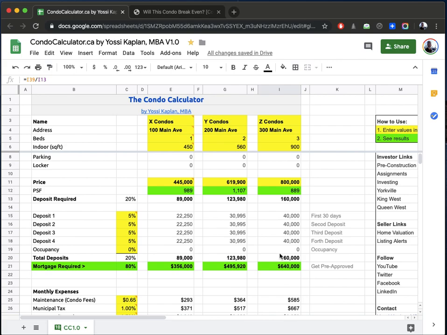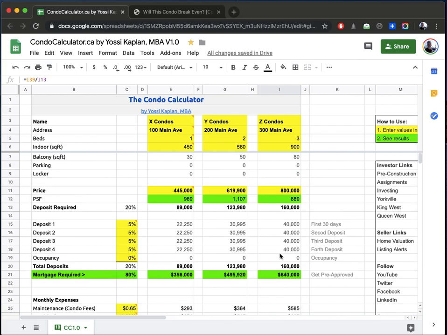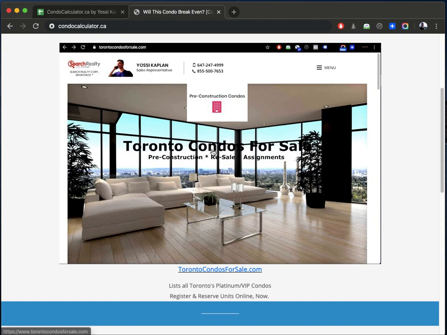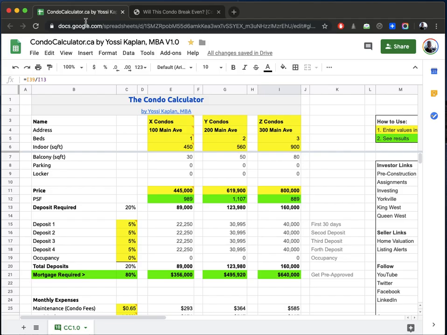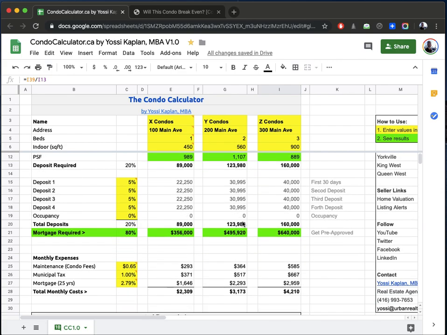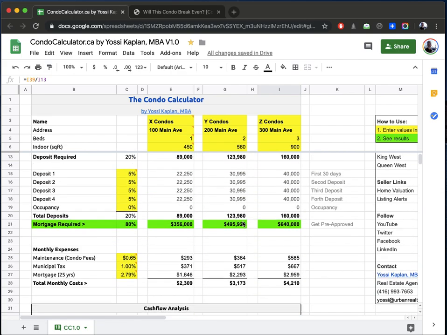Now you can play with this condo calculator and see what you can get here. Basically, put various units in, go on the MLS, go on the sites I showed you, go here on torontocondosforsale.com, go to the resale section, go to the menu, do a search, and you can see how these condos will break even or not. Now, if they're not breaking even, there's a few things you can do. You can change these numbers here, of course, to make it realistic.